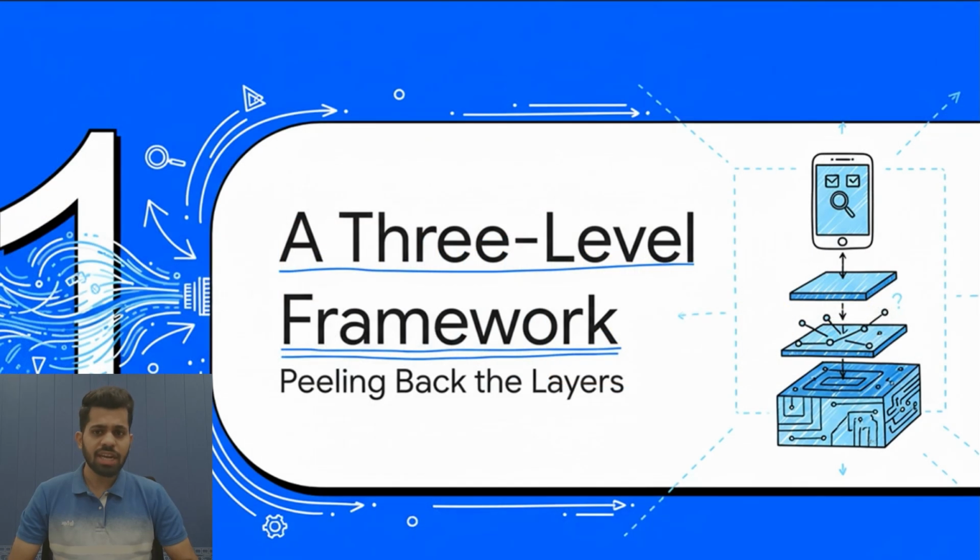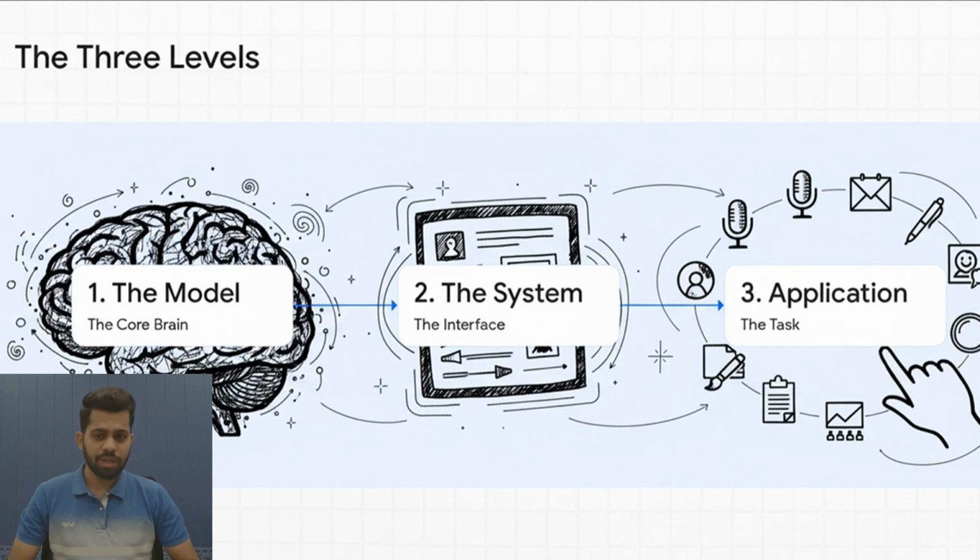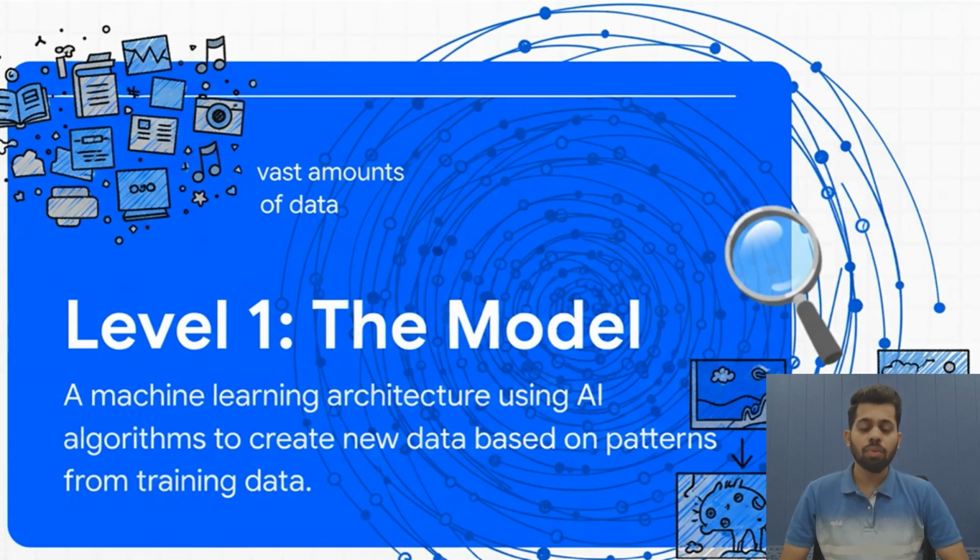But to really understand this transformative tech, we need to break it down through what I call a sophisticated socio-technical lens. We are going to explore generative AI across three interdependent levels: the model, the system, and the application. So let's start with level 1. Level 1 is all about the model.